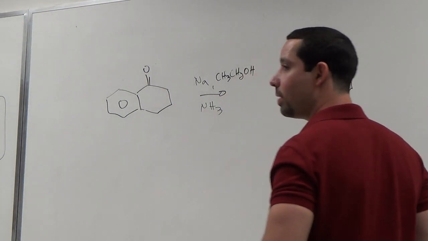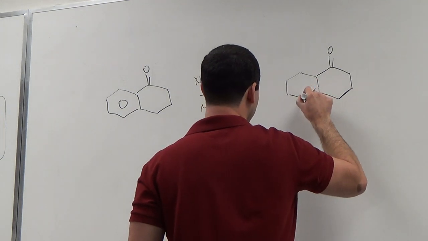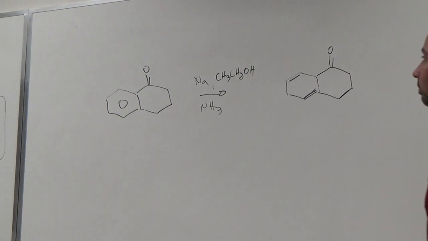And this one wants to be by itself. So if one double bond is there, the other one is going to be where? By the carbon. There. And that's a product.